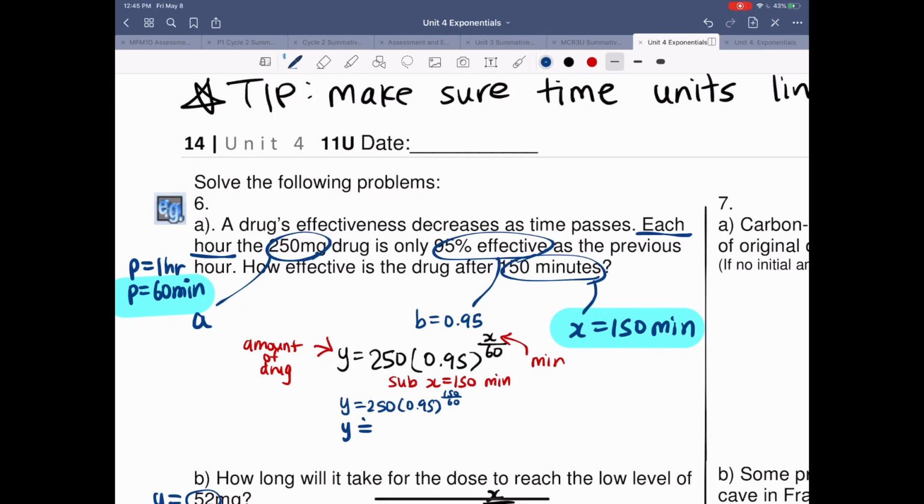And so you should be getting the number 219.9 milligram, and then our therefore statement is, therefore, after 150 minutes, 219.9 milligram of the drug is effective.